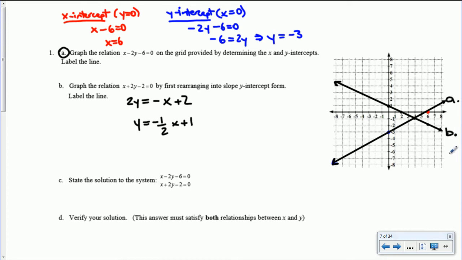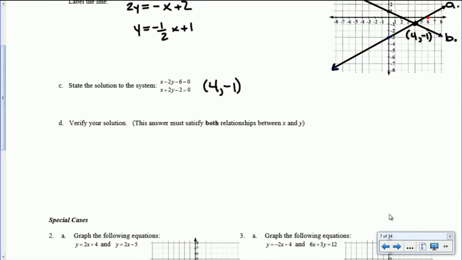Okay, good. So now we need to state the solution to the system. So that one's A, that one's B. The solution happens where they intersect. So that seems to occur at 4, negative 1. That's where they intersect. So 4, negative 1.